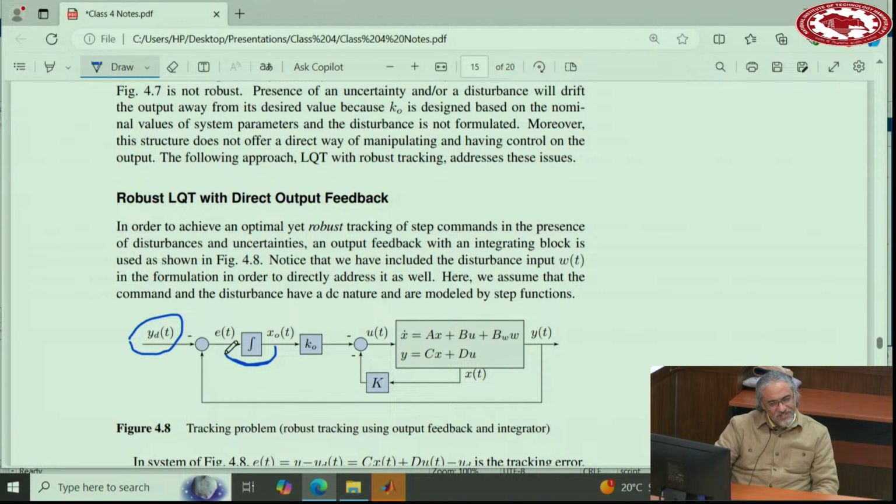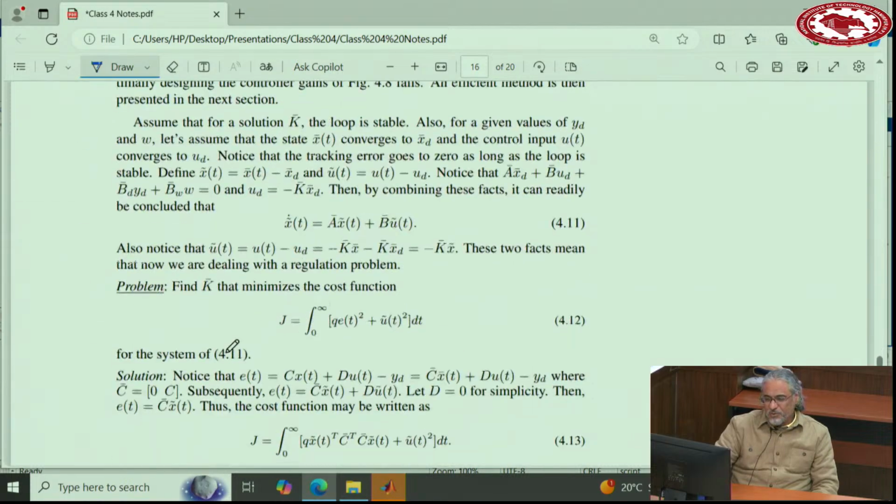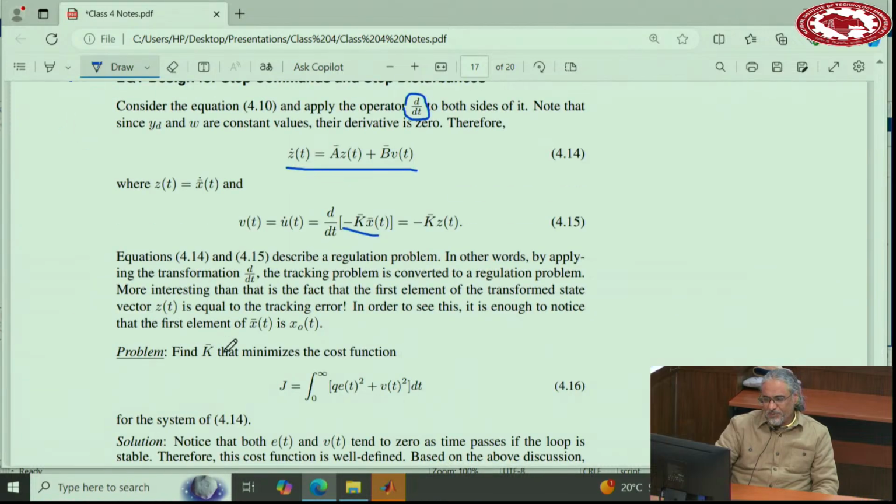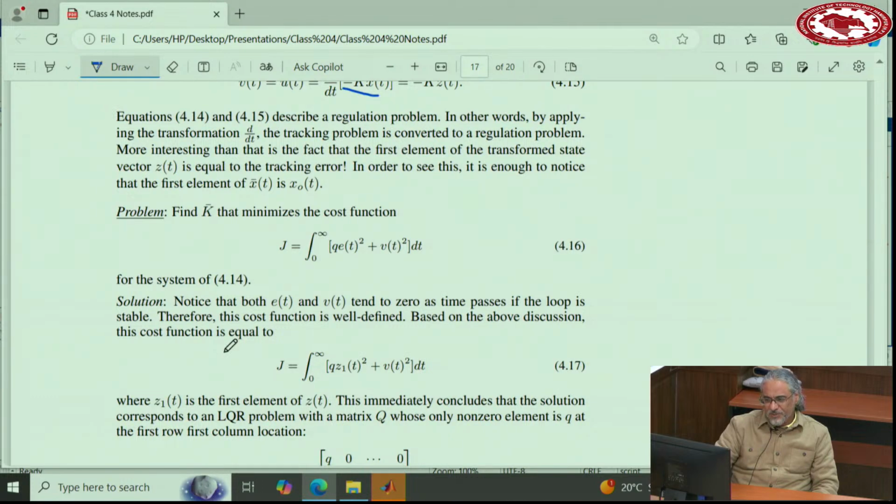So the first element of z is the tracking error. At least I know that. So if I choose my matrix Q such that the first element is non-zero and all the other elements are zero, then I will get Q times tracking error squared plus v squared. And v is d over dt of u. So it's the rate of variations, or rate of change, of the control signal.